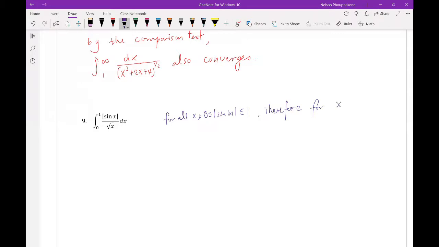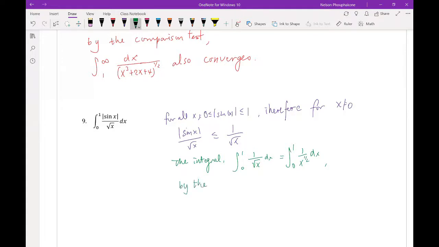Therefore, for all x not equal to 0, psi of x over square root of x must be less than or equal to 1 over square root of x. Okay, so now we do this. The integral from 0 to 1 of 1 over square root of x dx is equal to the integral of 1 over x to the 1/2 dx. And then remember, by the p integral.